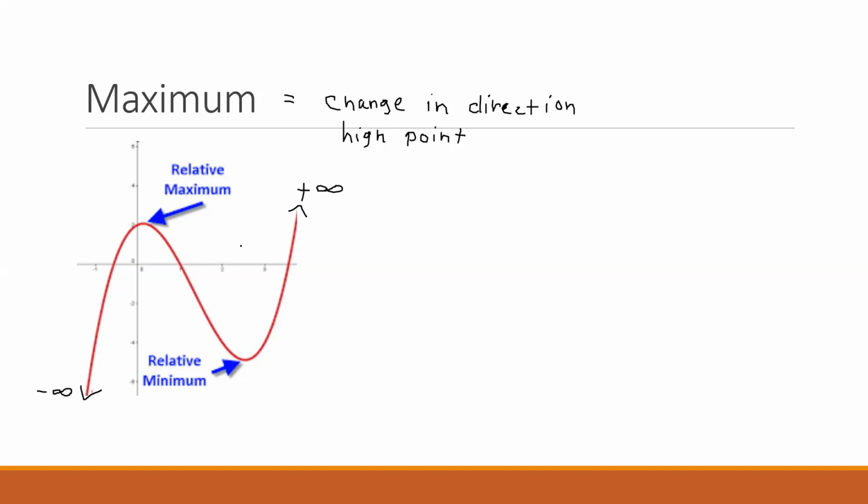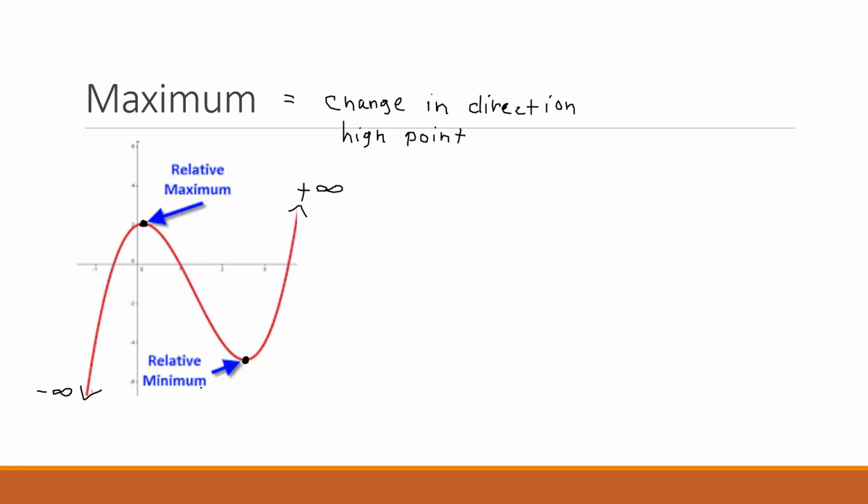And so can I tell what the actual maximum, highest point ever is? No, because it goes on forever. And can I tell what the absolute smallest point of this function is? No, it goes down forever. But here in the middle of the graph, we have two changes in direction. So where we have a high point right here, that is considered a relative maximum: relative because it's not highest ever, maximum because it is a high point. And then similarly, over here, we have a relative minimum. Relative because it's not the lowest ever, minimum because it is a low point.